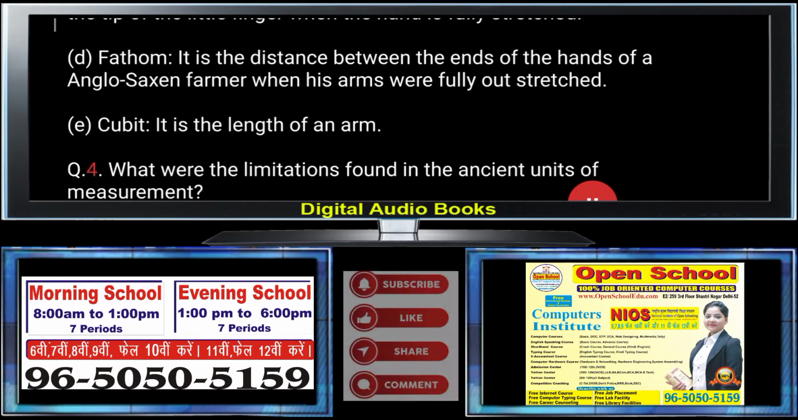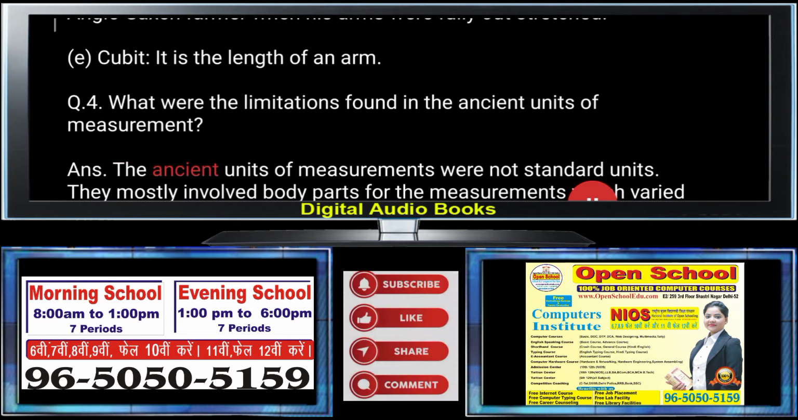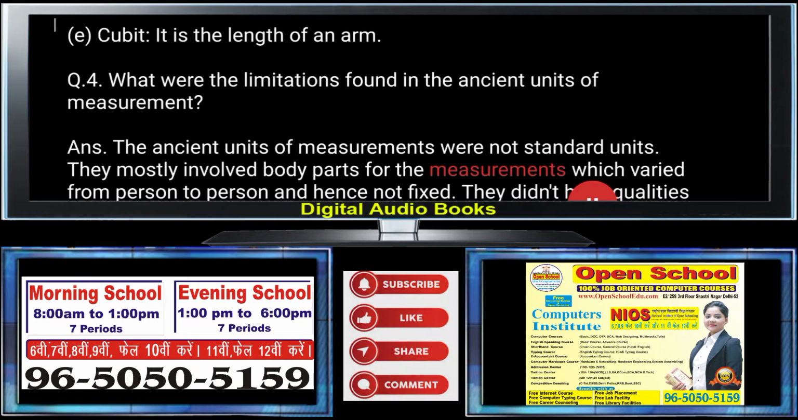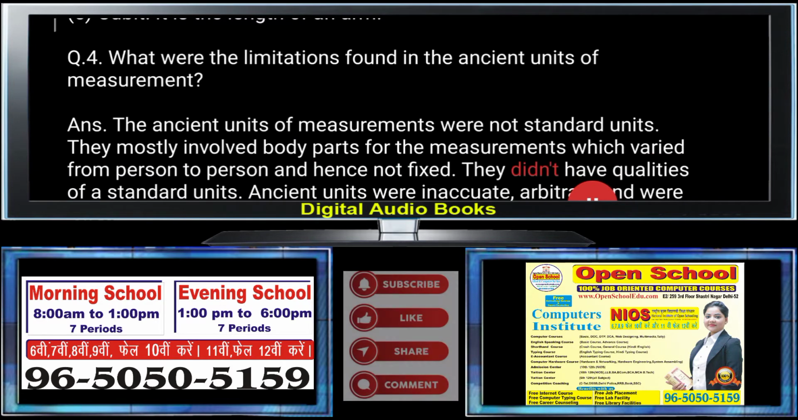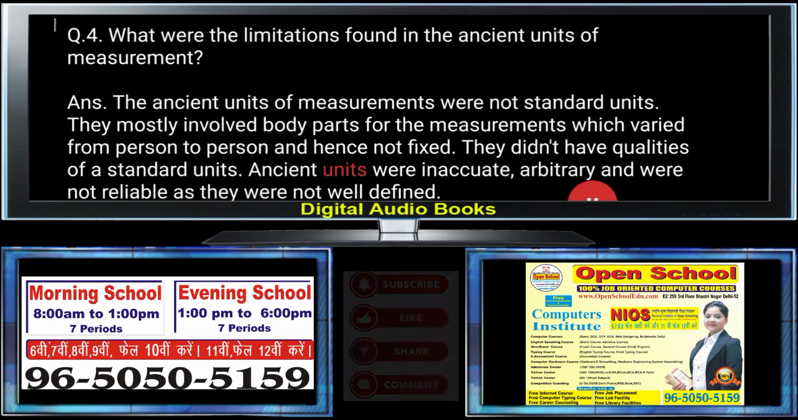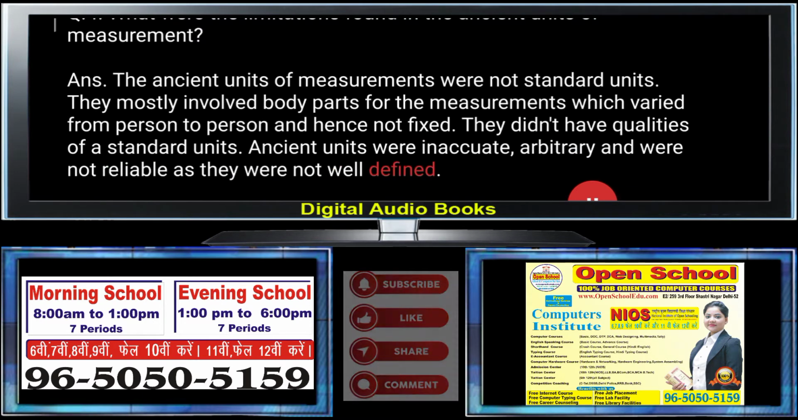Q. 4. What were the limitations found in the ancient units of measurement? Ans. The ancient units of measurement were not standard units. They mostly involved body parts for the measurements, which varied from person to person and hence were not fixed. They didn't have qualities of standard units. Ancient units were inaccurate, arbitrary and not reliable as they were not well defined.